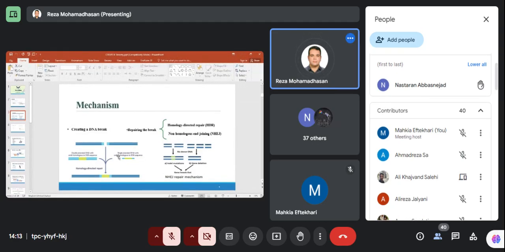The slide. That is HDR. That is NHEJ. In HDR, you need a pattern, a DNA donor, to fix and repair the break. But in NHEJ, you don't need it.